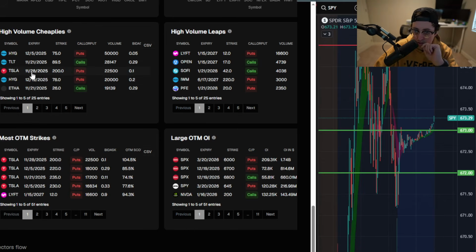Two weeks out, Tesla 11/28. So puts on that one. Lots of volume on that. Let's see what else we got here. More Tesla puts. Lots of Tesla puts, honestly. NVIDIA, this one's a pretty high volume NVIDIA one going into earnings this week, 11/21. So keep your eyes on puts on Tesla and NVIDIA going into this week, okay?